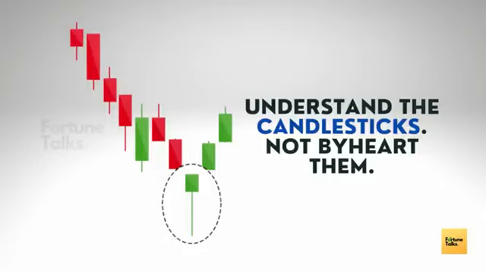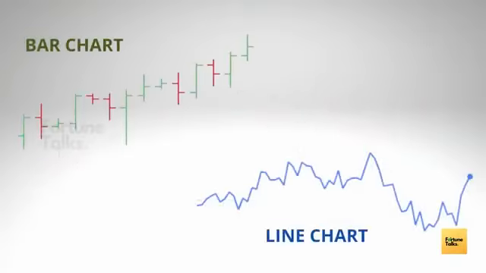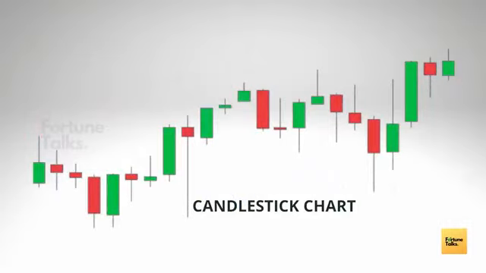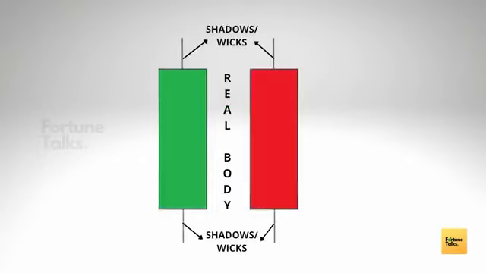So let's get started. Candlesticks are a way to show the market prices of a security on your chart. It's not the only way to represent it. We have other ways of plotting them like bar chart, line chart, etc. But candlesticks are one of the more popular approaches. A candlestick usually consists of two parts, a real body and shadows or wicks.